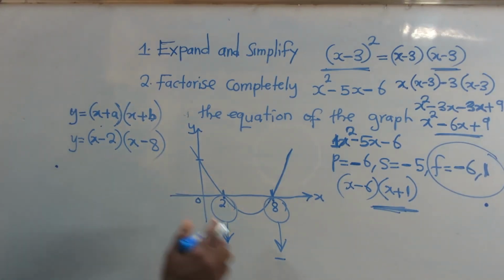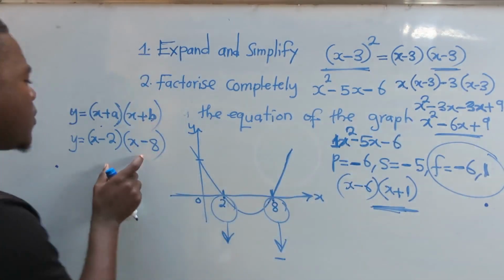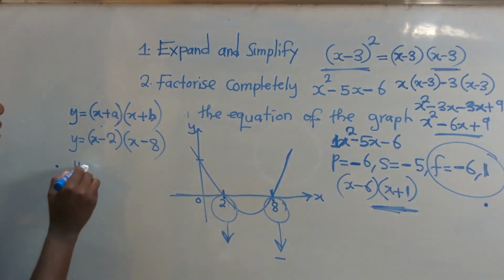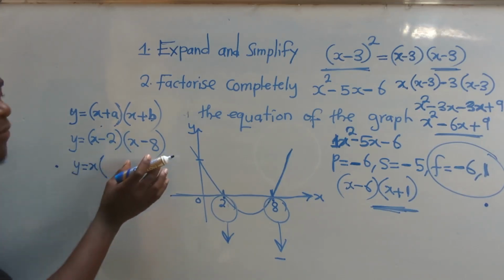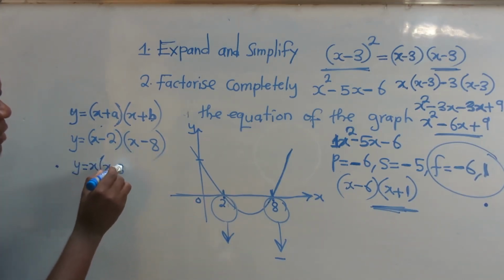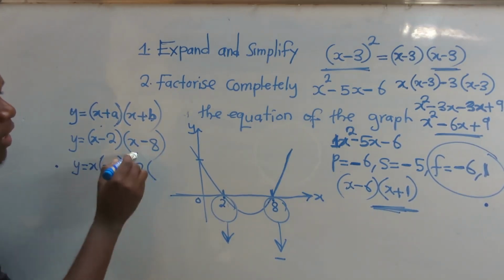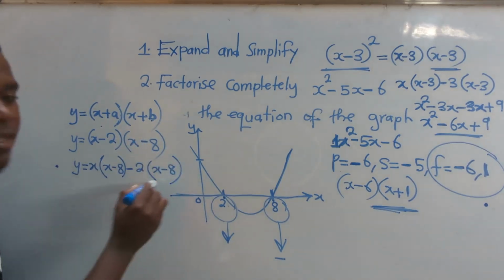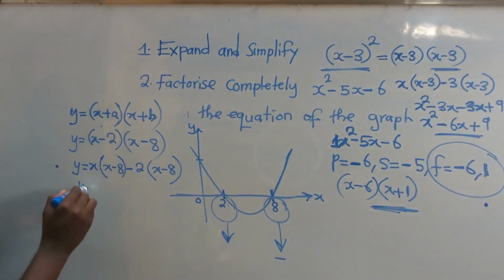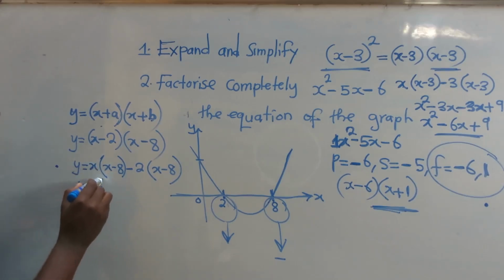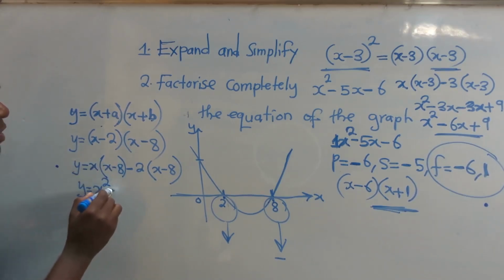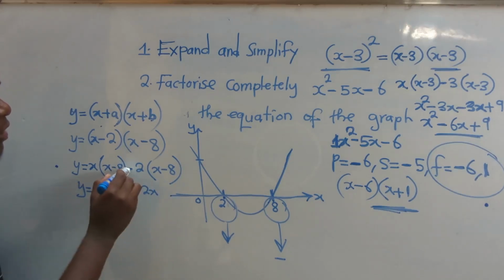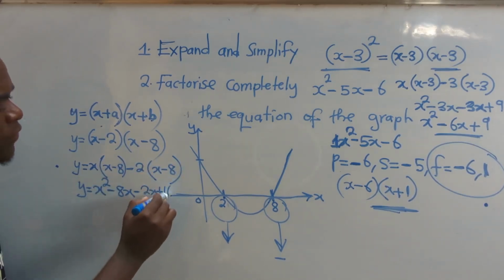Here we expand, and the same procedure we were following before gets followed here. So what are you going to do? You say y is equal to, get this x, multiply it with everything in this bracket, so x minus 8. Then you say minus 2, everything, using the same bracket, x minus 8. So y is equal to x times x, x squared. x times negative 8, negative 8x. Negative 2 times x, negative 2x. Negative 2 times negative 8, positive 16.